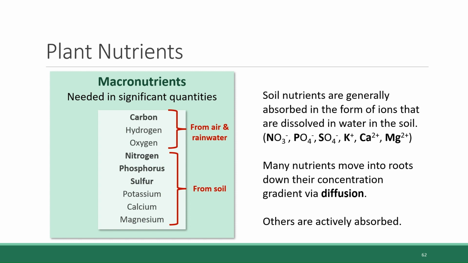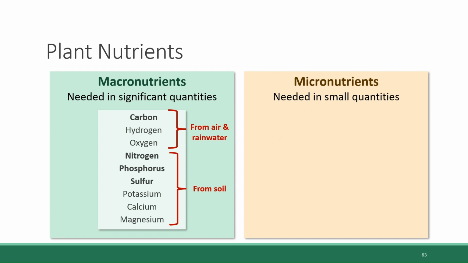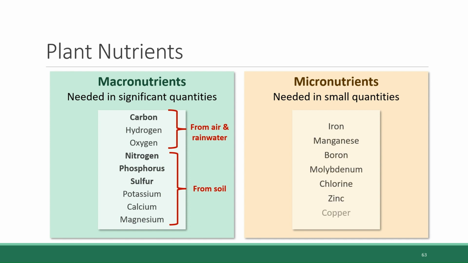But these macronutrients are not the only ones that the plants need to survive. A plant also needs micronutrients, which are nutrients that are still absolutely necessary for the plant's survival, but the plant doesn't need a lot of them. It only needs them in small quantities. These micronutrients include iron, manganese, boron, molybdenum, chlorine, zinc, and copper. And all of these micronutrients are obtained from the soil through the plant's roots.